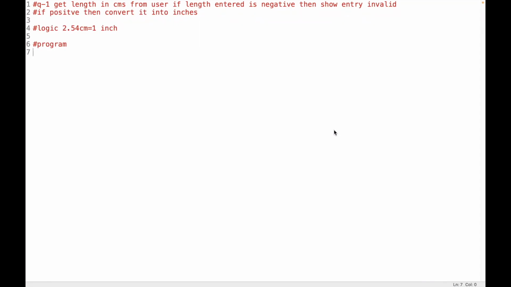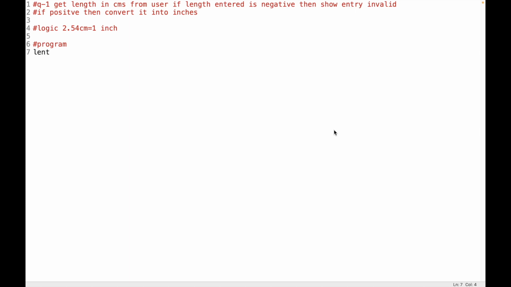So in this question, they're asking us to get length in centimeters from the user, and if the length entered is negative, then we have to show it as entry invalid. If it is positive, then we have to convert it into inches. First, let us get the input, which is the length.